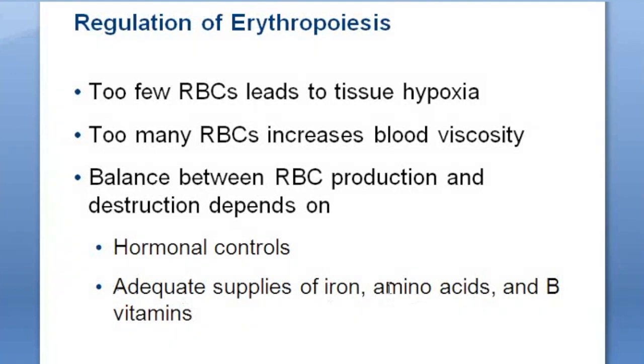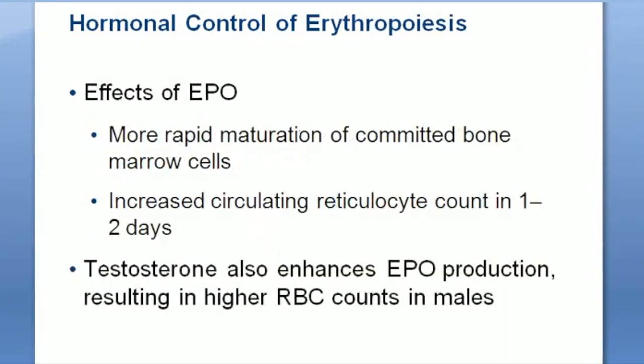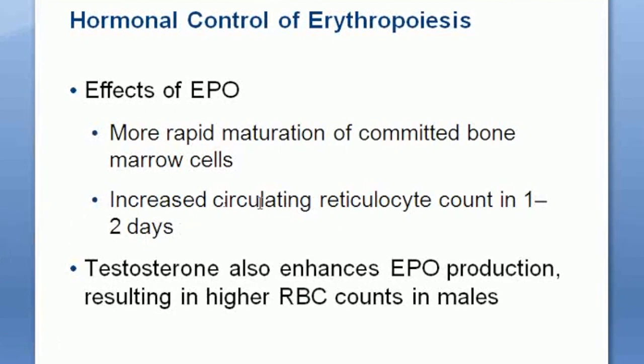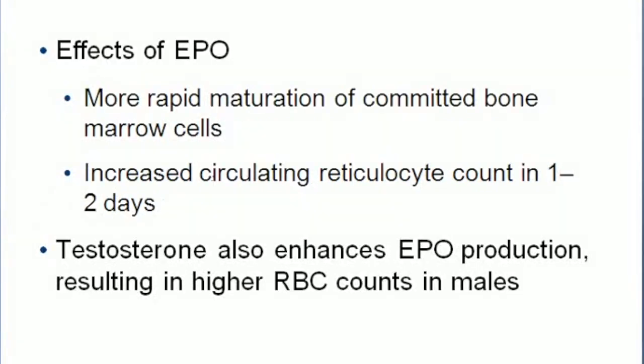Plus, you got to have amino acids to build the globin part of hemoglobin. You got to have iron to build the heme portion. It just kind of all works together. Yeah, look, testosterone also enhances erythropoietin, resulting in higher male red blood cell counts. You don't need to know how fast they grow. I'm not going to push that on you.